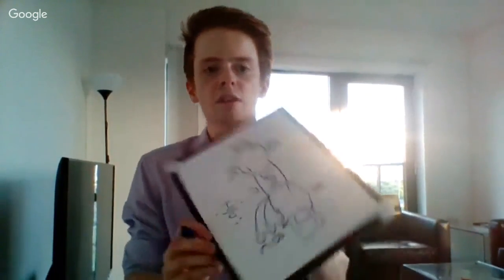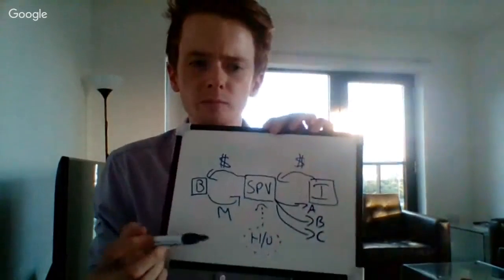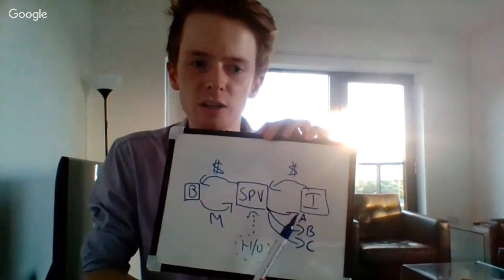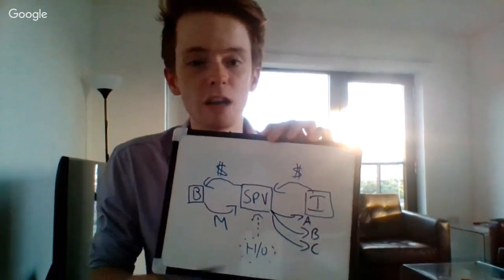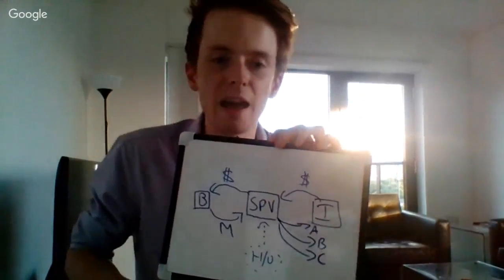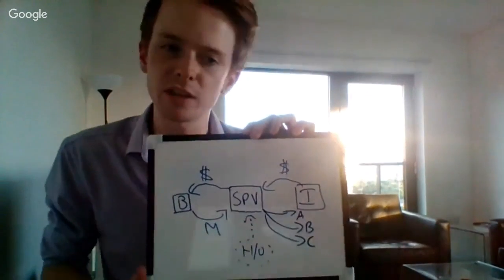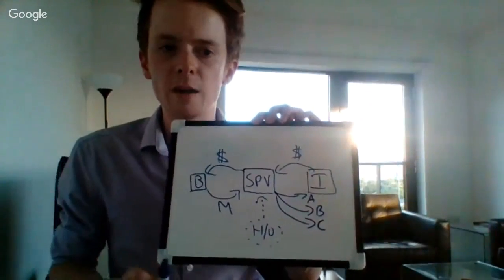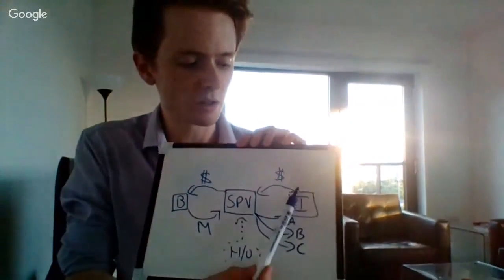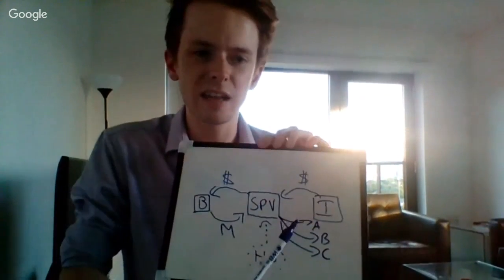So the SPV isn't releasing one bond to investors, it's releasing tranches that pay out differently. So it might have A tranches, B tranches, and C tranches. You could have as many as you want. You could go on to Fs and Gs if you like, but just for example's sake, let's have A, B, and C.